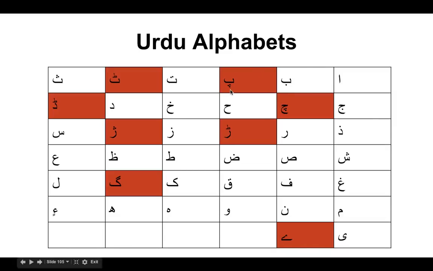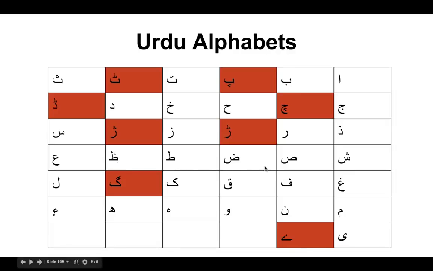These are letters like Pa, Ta, Jim, Dal, Da, Ja, Ga, Ye. These are the letters which are not there in Arabic, which are not pronounced at all, and the rest of the letters are there, and certain letter pronunciations are also different. For example, for Zwad, in Urdu it's called Zwad, but in Arabic it's called Dod. There's a lot of difference between Zad and Dod, so we have to practice that.